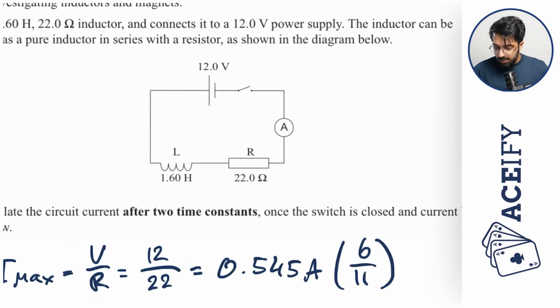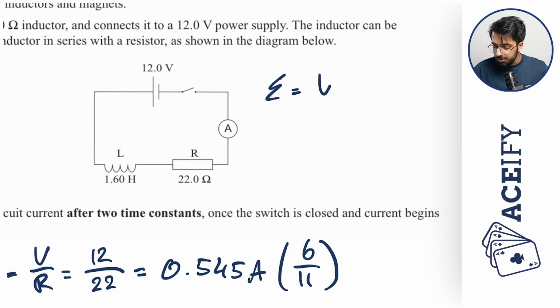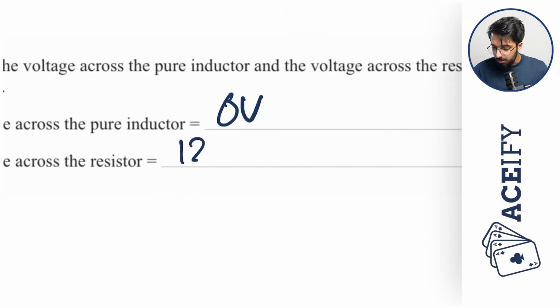And so therefore, as this acts like an ideal wire, and we know that in a series circuit the voltage is shared amongst its components, therefore the EMF is equal to the voltage across the inductor plus the voltage across the resistor. If the voltage across the inductor is equal to 0, therefore the voltage across the resistor is equal to our EMF, which is 12 volts, okay? And so therefore this is 12 volts, like so.